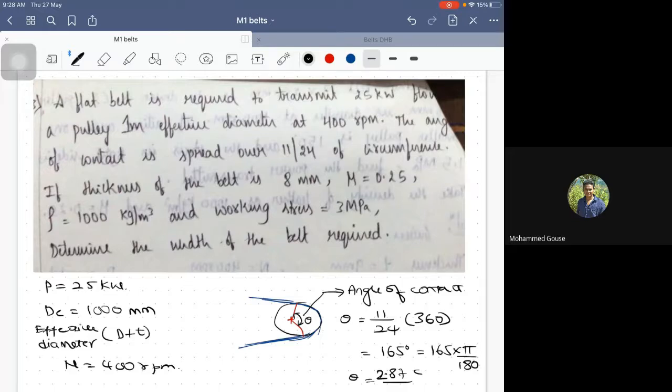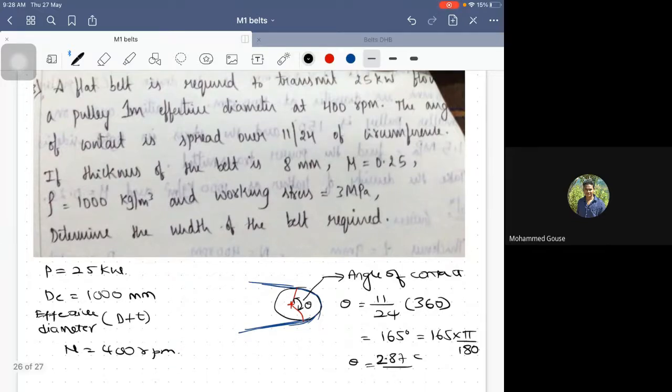If the thickness of the belt is 8 mm, so he has even mentioned the thickness, 8 mm. And the mu value is 0.25. The rho value is 1000, the density of the belt, 1000 kg per meter cube. And working stress sigma 1 is 3 megapascal. Determine the width of the belt, he is asking. Oh, beautiful.